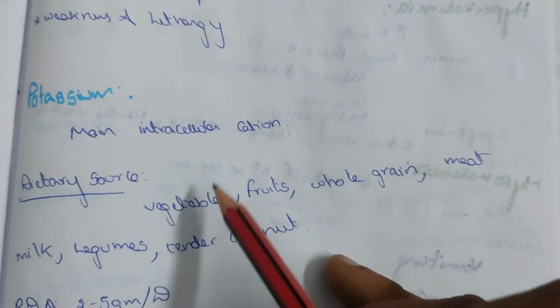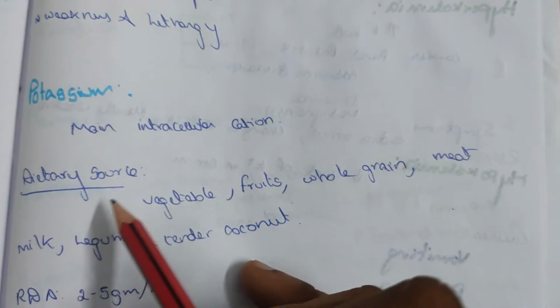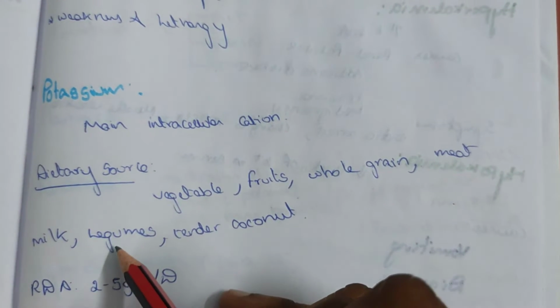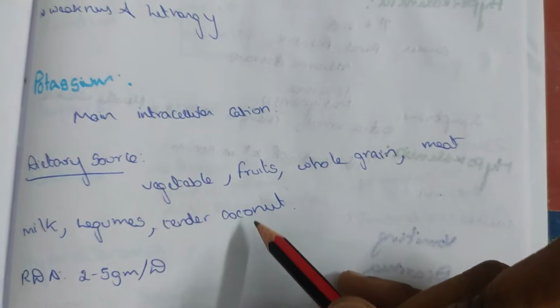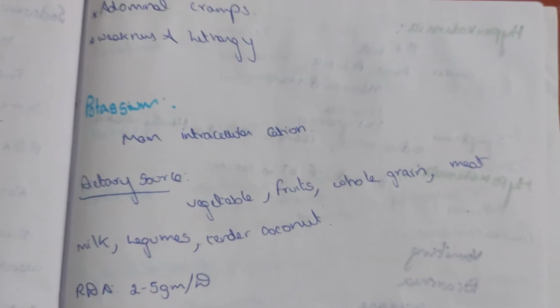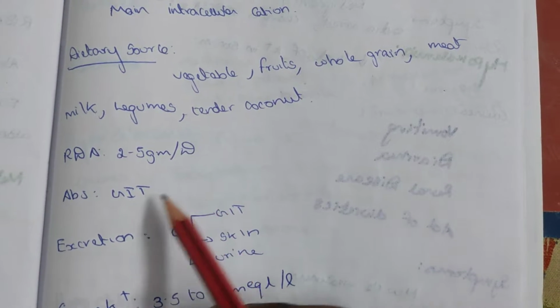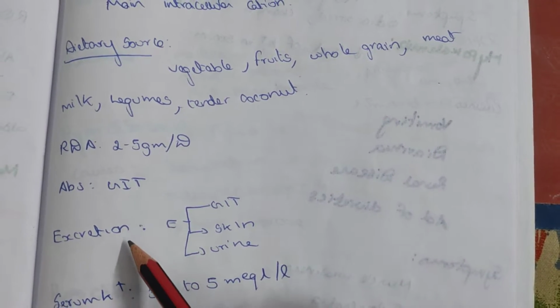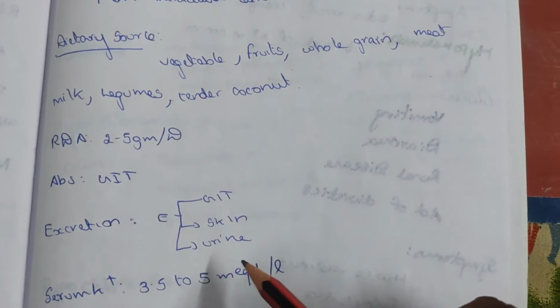Potassium is the main intracellular cation present in the body. Dietary sources are vegetable, fruit, whole grain, meat, milk, legume, and tender coconut. These are the dietary sources of potassium. The RDA is 2 to 5 gram per day. The absorption is in the gastrointestinal tract. The excretion is by GIT, skin and urine.